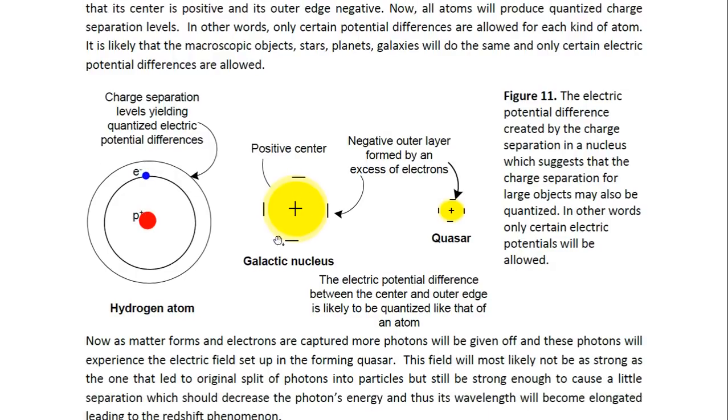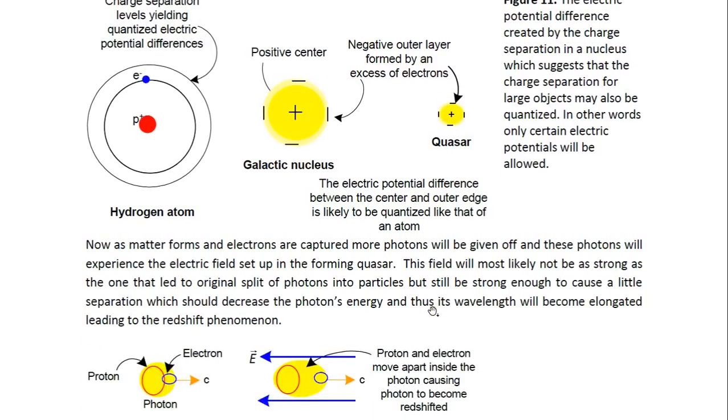And then the same thing happens macroscopically, that is, with the galactic nucleus. You have a certain separation of positive and negative, and these are possibly quantized, that is, only certain separations are allowed, and separations in between those do not happen. And a quasar, which is just a small galaxy, will have the same thing. Only certain separations allowed, only certain electric potentials allowed, and most likely the same thing will happen with stars as well.